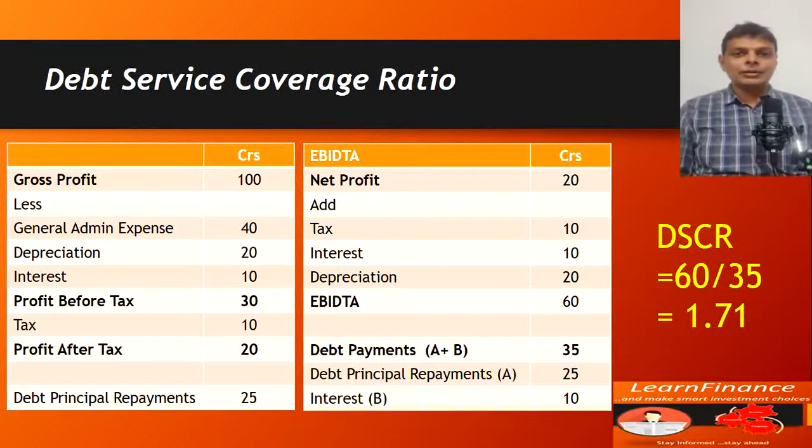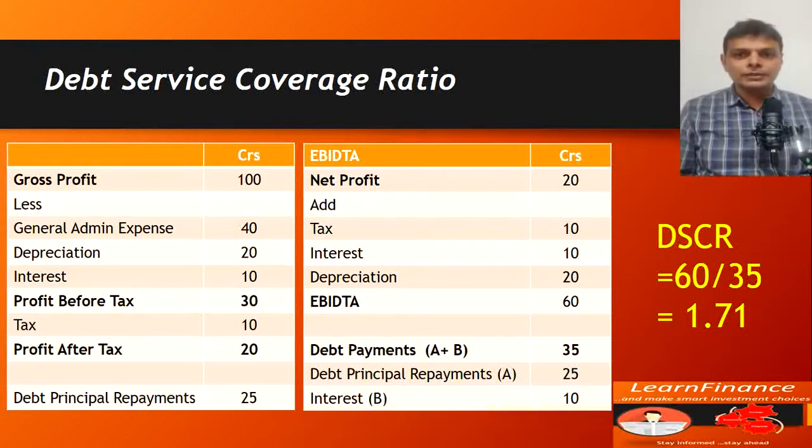Now, let's calculate EBITDA first. So, EBITDA is profit after tax, which is 20 crore, plus tax of 10 crore, plus interest of 10 crore, plus depreciation of 20 crore. So total EBITDA for the company is 60 crores. Now against 60 crore of operating cash which this company is going to generate, its total debt obligation is 35 crore, which is 25 crores of principal payments plus 10 crores of interest payments.